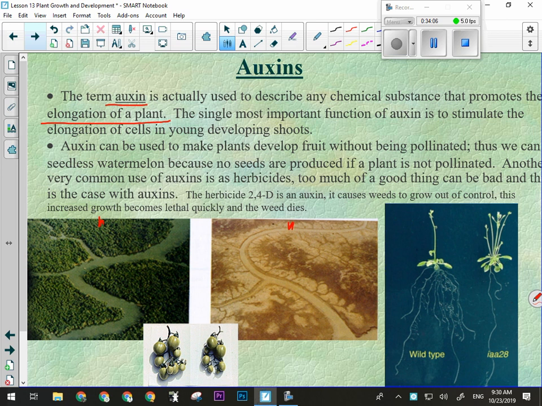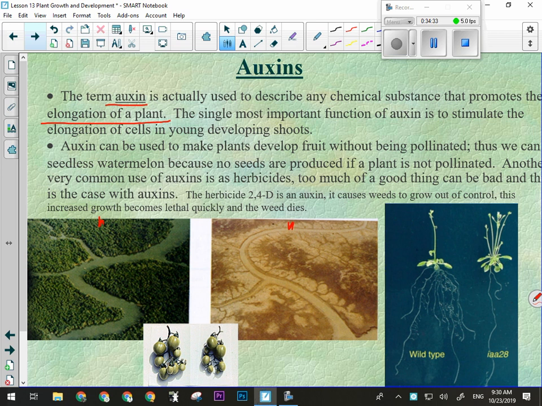Auxins are a growth hormone that in large amounts can kill a plant. In proper amounts, they are actually incredibly important for the plant to grow and to cause tropisms, these changes in shape that are caused by gravity and sunlight and touch. The way those plants over there have started making those changes is by secreting auxins to one side of the plant more than the other.